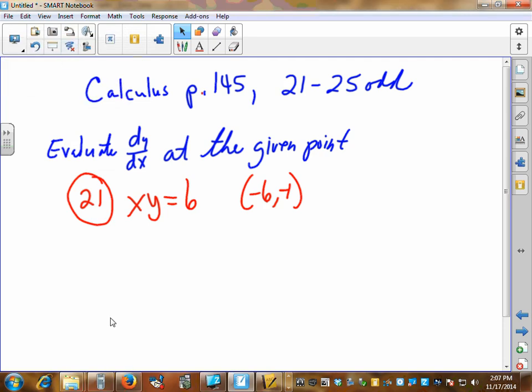Welcome to Calculus Homework, page 145, 21 to 25 odd. In these exercises, we're supposed to evaluate the derivative at the given point.